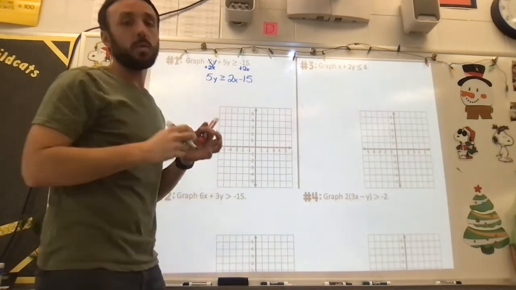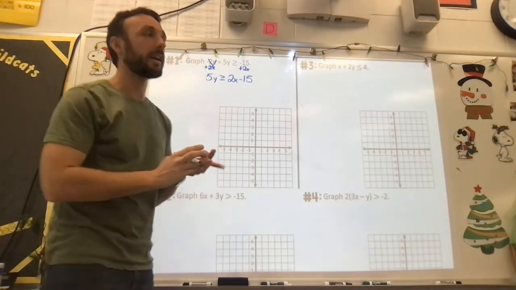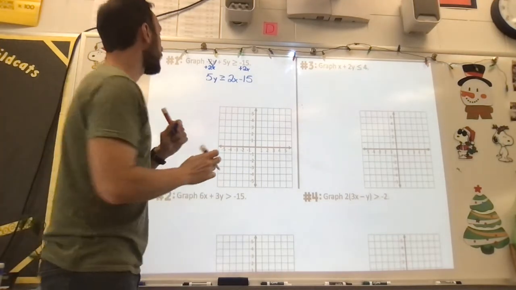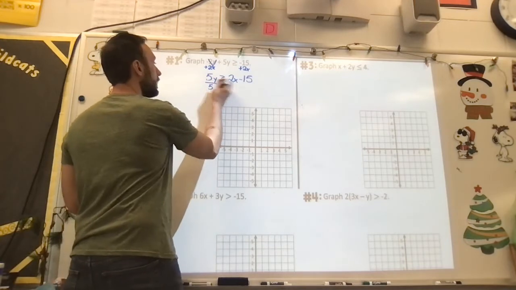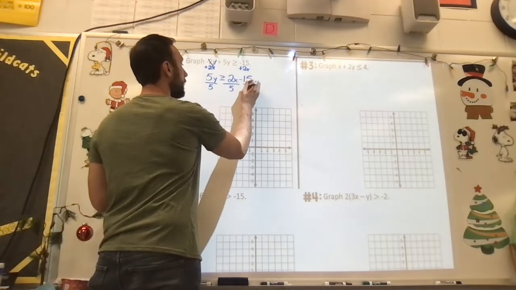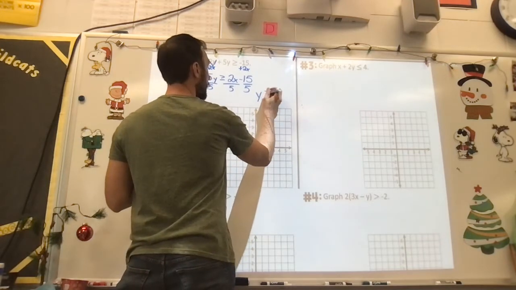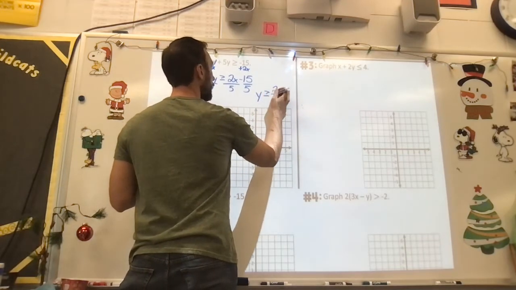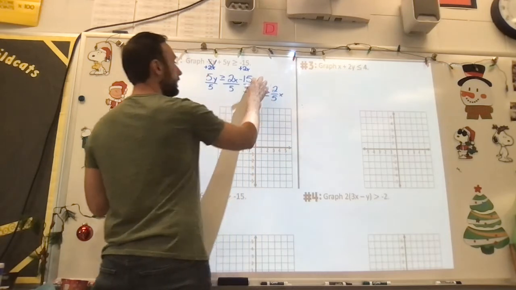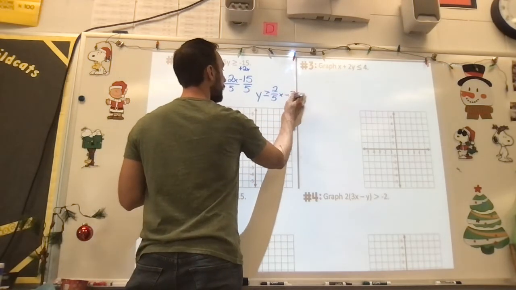So now that I have the y term alone, I have to get the actual y alone. So I'm going to divide by the 5 that's next to it, divide by 5 here, divide by 5, divide by 5, and I'm left with y is greater than or equal to 2/5 x. And 15 divided by 5 is 3, so minus 3.